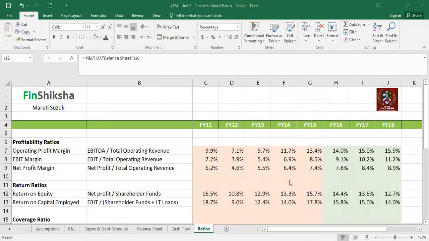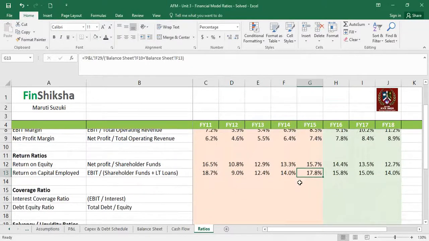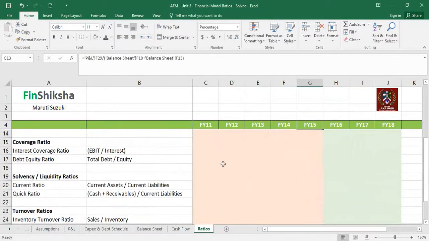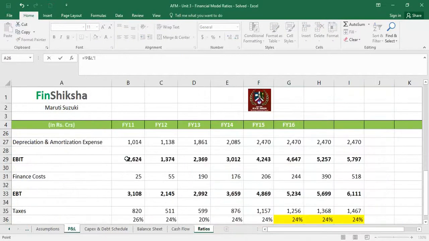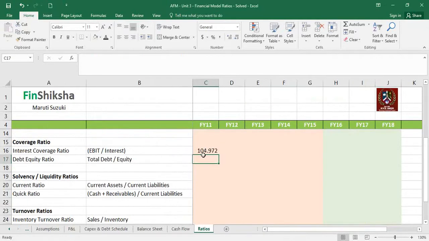So historically, the company saw a big decline in return on equity and then again a jump, and a decline in return on capital employed as well, and then a jump that the company saw, and that's captured in the return ratios. EBIT divided by the interest is going to give me the coverage ratio now, right? So these are numbers available on the P&L. EBIT divided by the interest or the finance cost, and that's my coverage ratio.